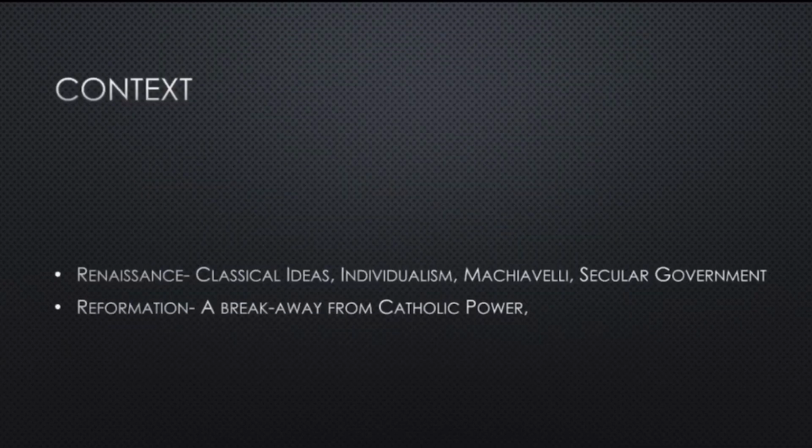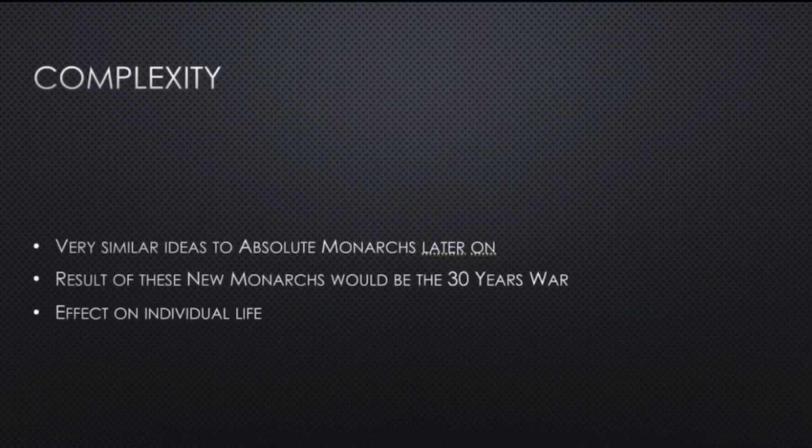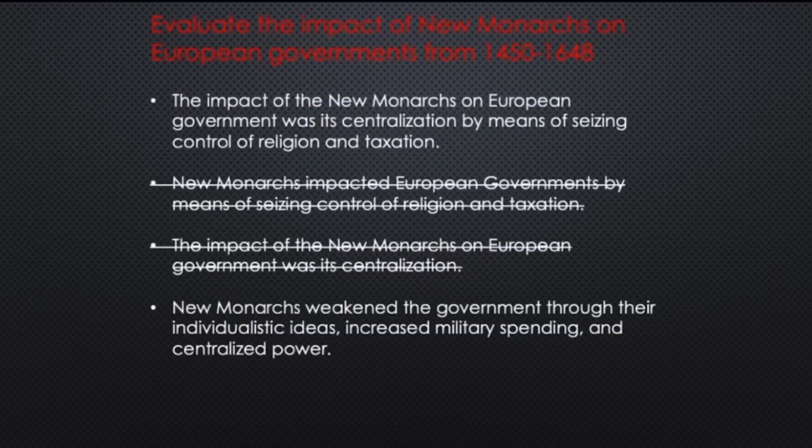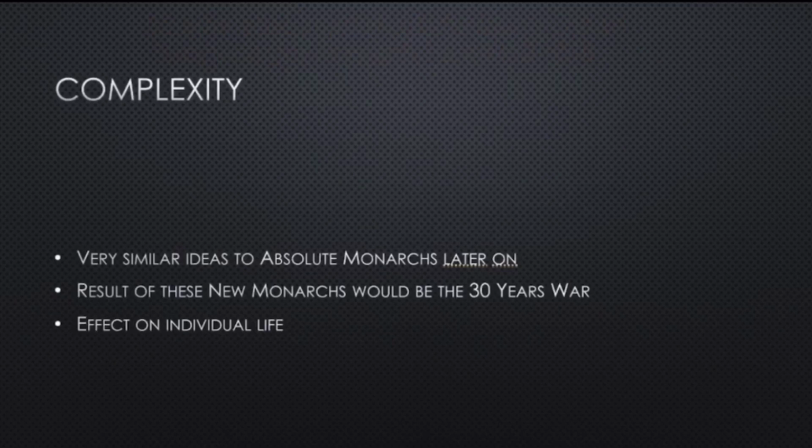If we get an essay on new monarchs, there's a couple of different things you can do with the complexity. First of all, I need to mention, a lot of times it's a good idea to put an introduction to your complexity either in your thesis or maybe the sentence after your thesis. And some things you could do for complexity would be you could compare new monarchs to absolute monarchs, because they had very, very similar ideas, but absolute monarchs came later on, and they were a little bit more extreme in their ways. They completely cut off the nobles' power. They completely centralized taxes, you know?